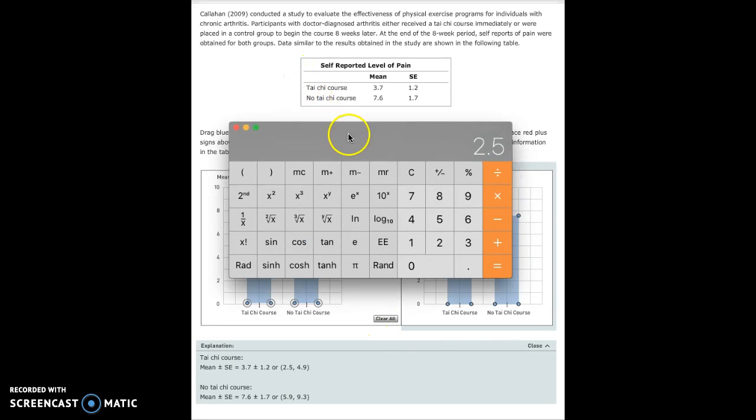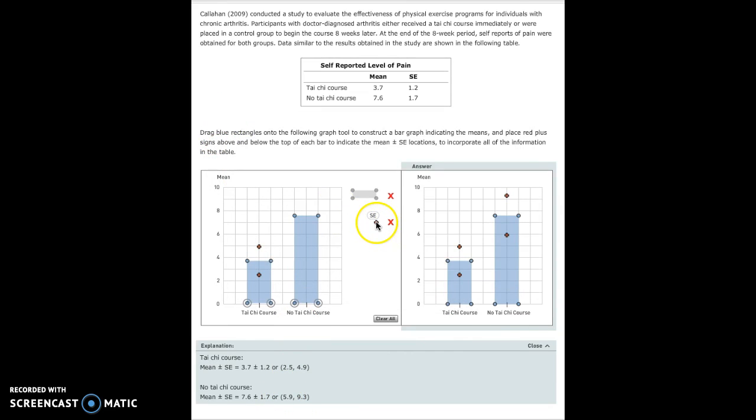Again, it's based on the mean plus or minus the standard error. So we would take 7.6 and add the standard error of 1.7. And that's where this value here of 9.3 is coming from. And then below the mean, we would calculate 7.6 and subtract the standard error of 1.7. And we get 5.9, and that's where this value is coming from. So we're going to place one at 5.9. And then one also at 9.3.